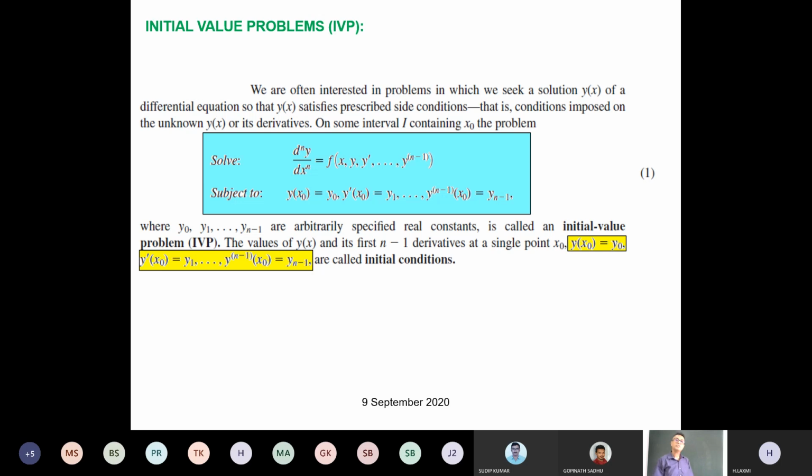Okay, fine. So as promised, today I'm going to start the initial value problem. In short, it is called IVP. You must have seen it already. As I was saying, I may define implicitly a differential equation of nth order in this way.